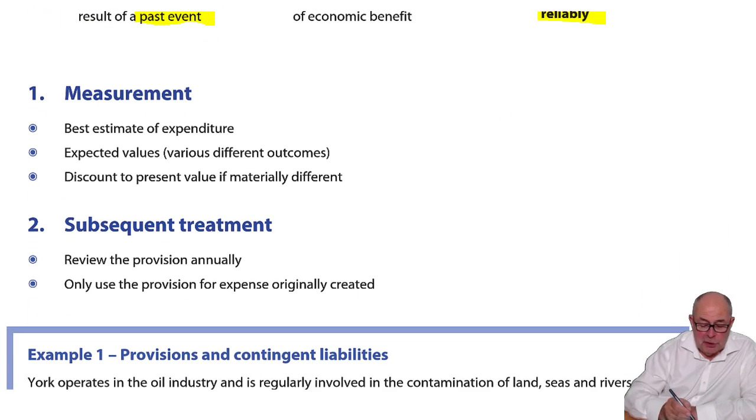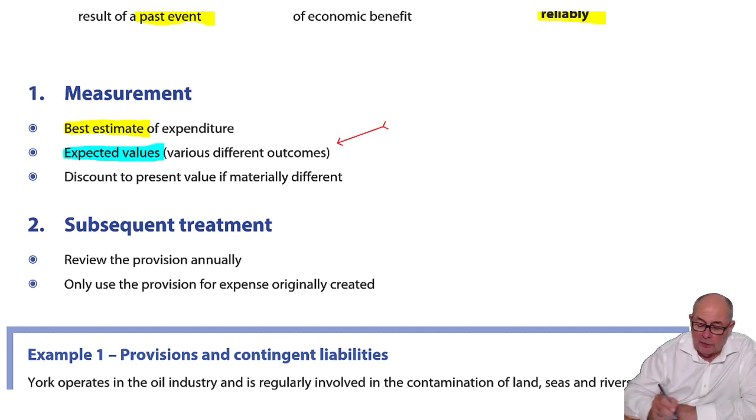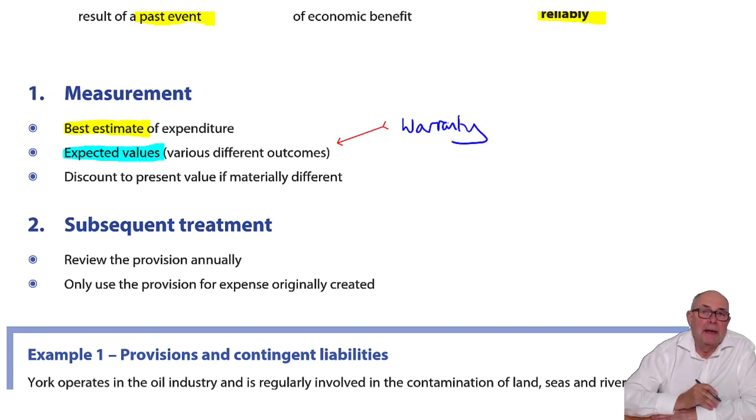When I measure the provision, it needs to be my best estimate. In some circumstances, you can use expected values. That's quite rare. But in fact, this would be something like a warranty claim. So if I'm selling batteries and then I have to estimate how many of the batteries might go wrong in the first month or whatever, I might use then expected values. But I wouldn't be using that for something like a legal claim. I would probably just ask the lawyer for their best estimate.